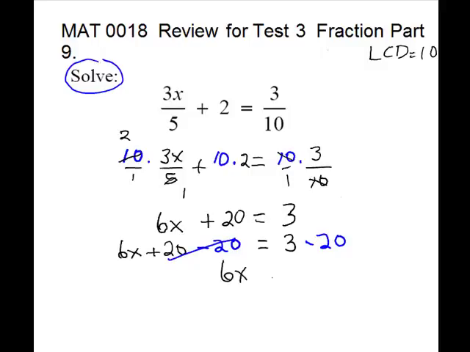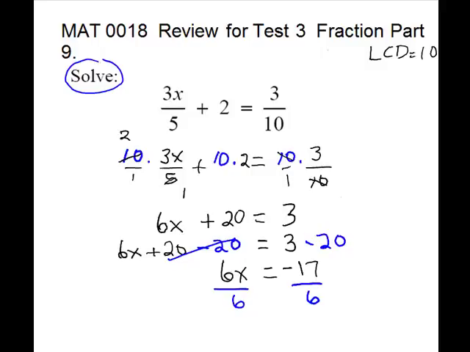Leaves us 6x on the left. Different signs. Subtract, sign of the larger. Your next step on this equation is to divide out the coefficient. So we're going to divide by 6.